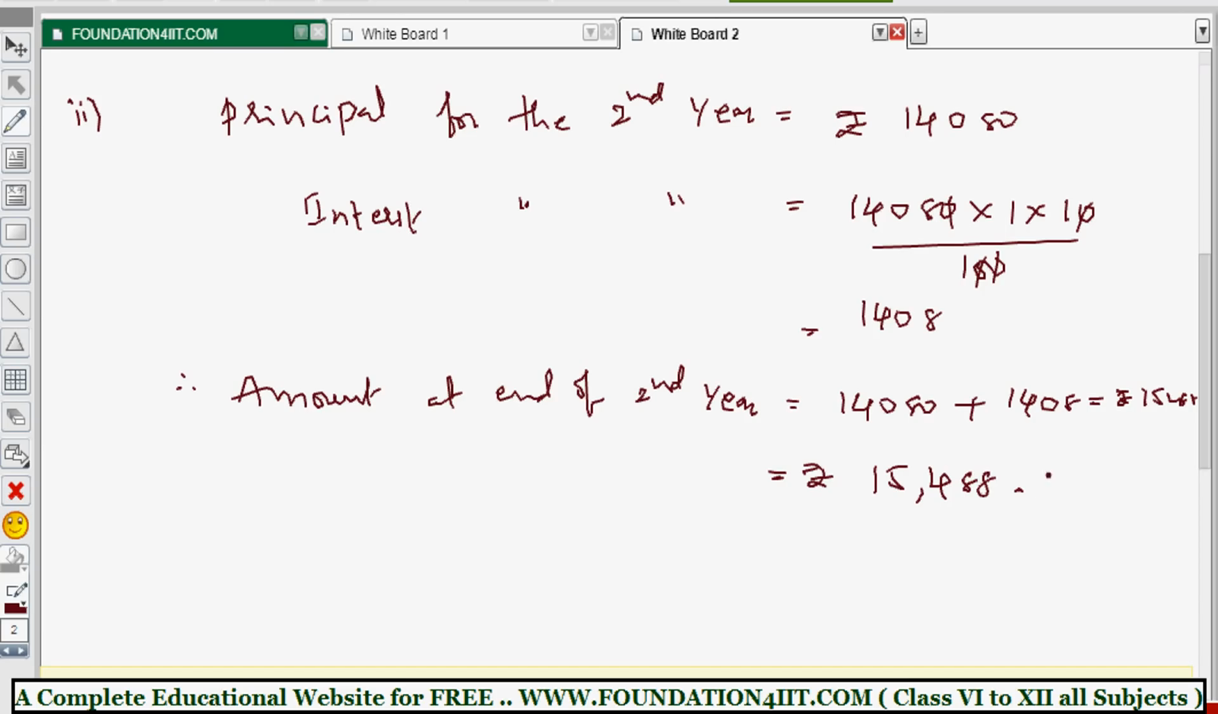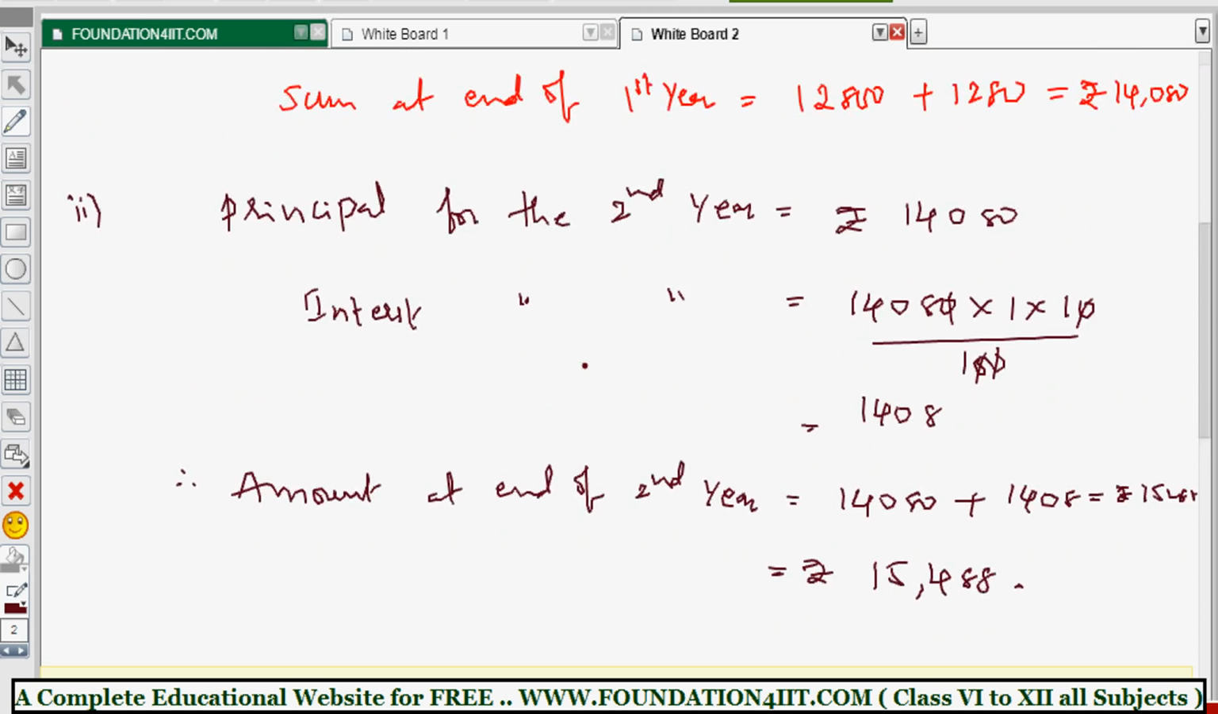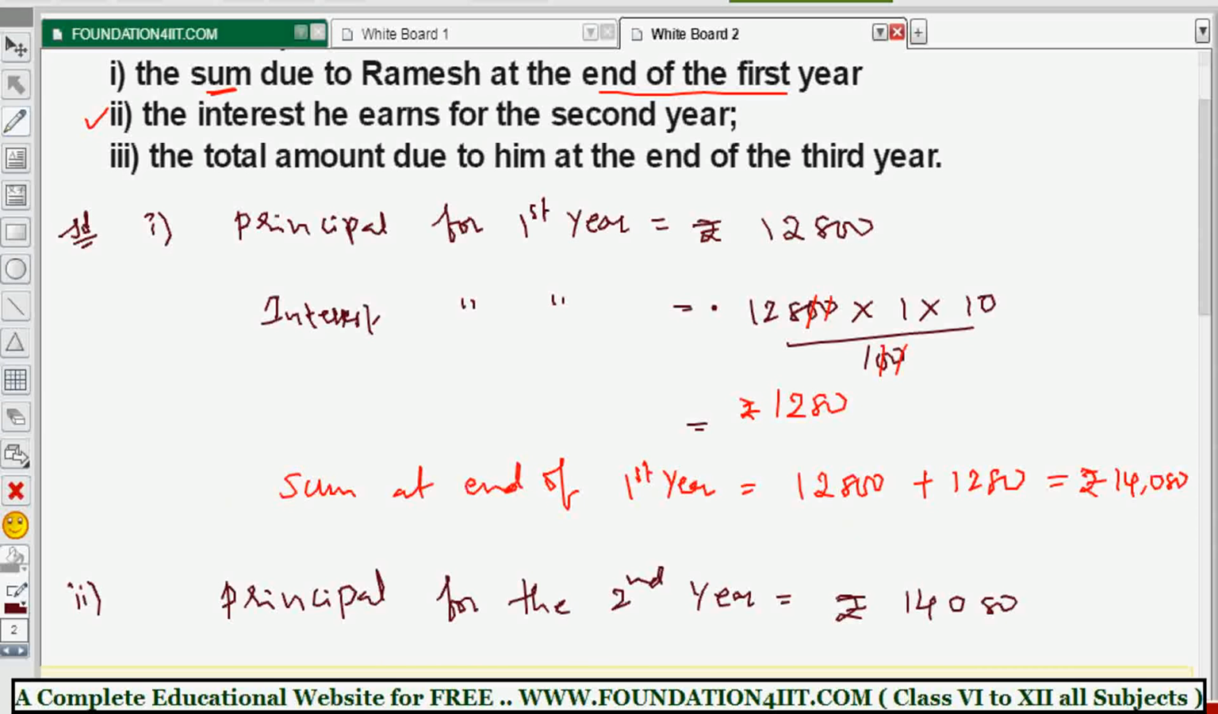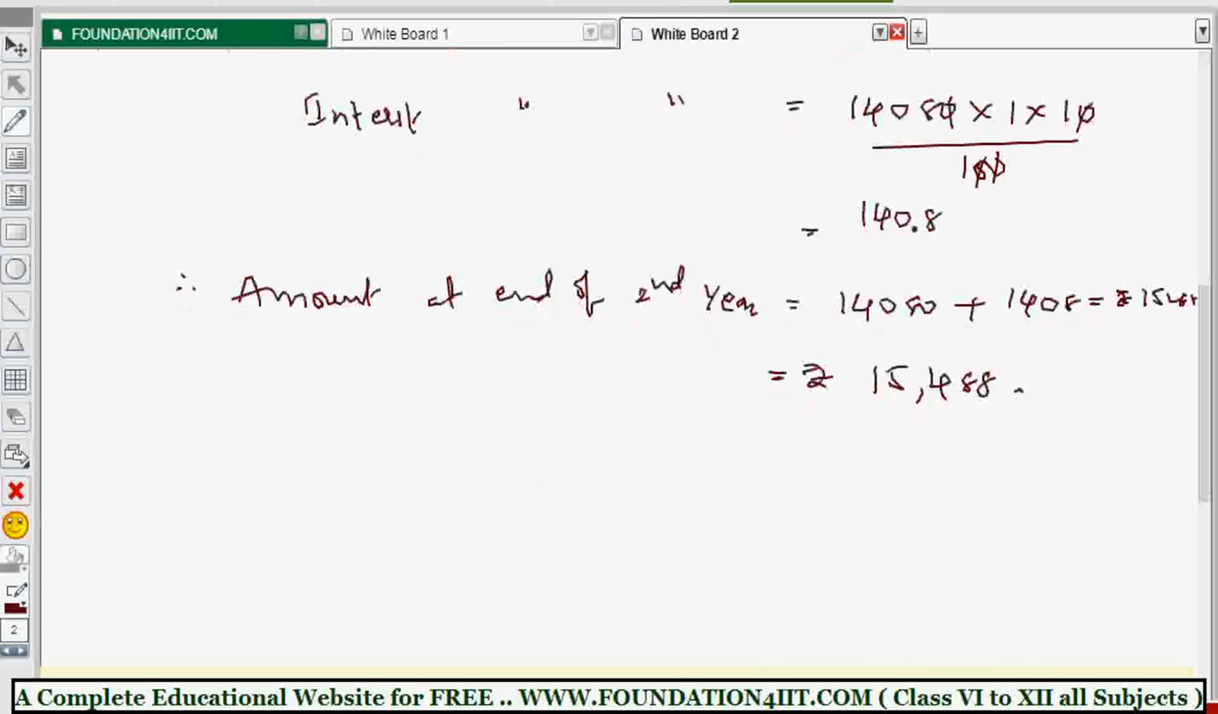15,488. You start both. That's it. Now this is the amount for the end of the second year. Now next question. The interest you earn for the second year. Then total amount due to him at the end of the third year. Final amount at third year you should find out.